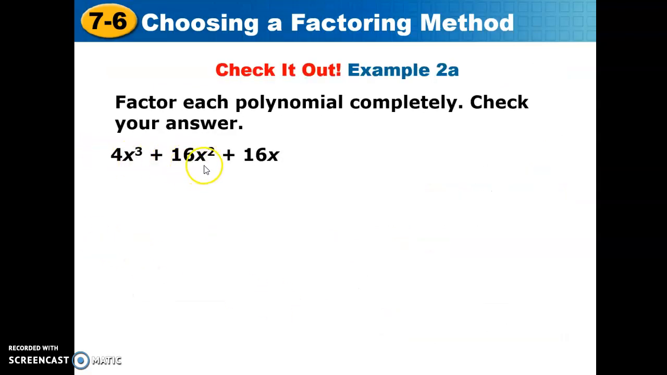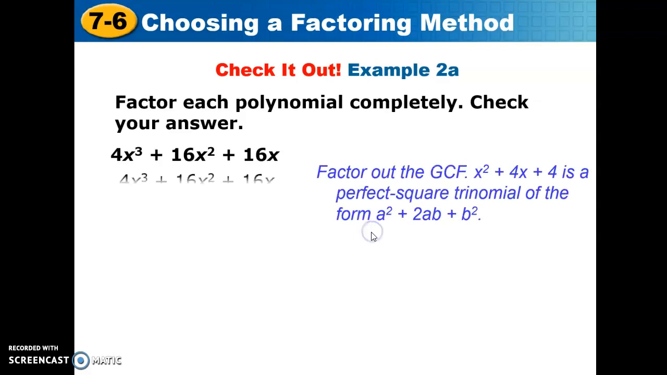4x cubed plus 16x squared plus 16x. Couple of dead giveaways, 4 and 16. We know that they have a GCF of 4. Also, our first term usually is an even number. So this x cubed, it's not an even exponent, so there's an x in each one of these. So our GCF is 4x. Okay, so we can take a 4x out of this equation, and when we divide each of these 3 terms by 4x, we're left with x squared plus 4x plus 4.